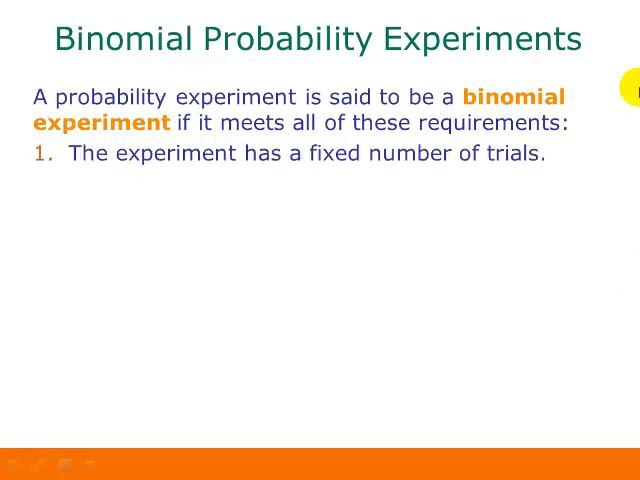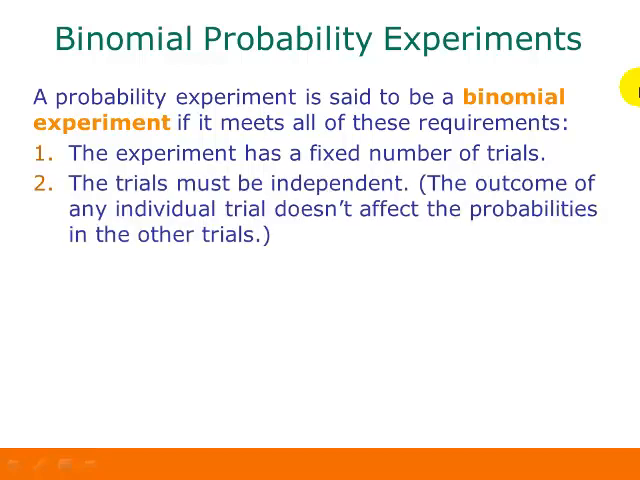First of all, the experiment has to have a fixed number of trials. So maybe we have 5 trials, or 10 trials, or 100 trials, but it's not an unlimited number of trials. The second requirement is that the trials have to be independent. That means that the outcome of any one individual trial doesn't affect the probabilities in the other trials.